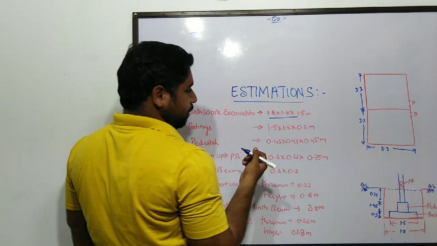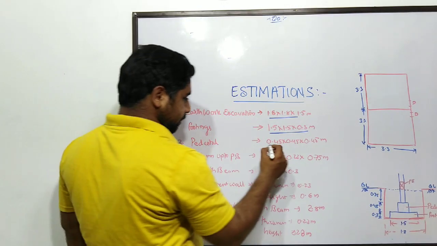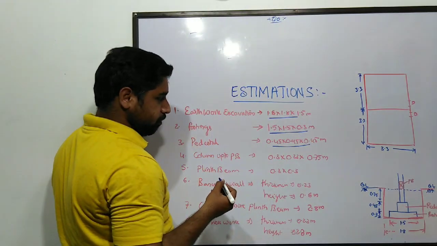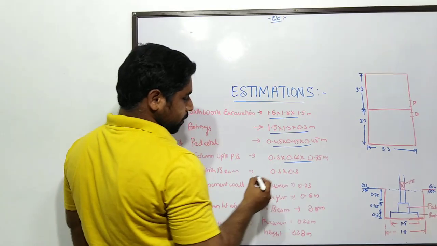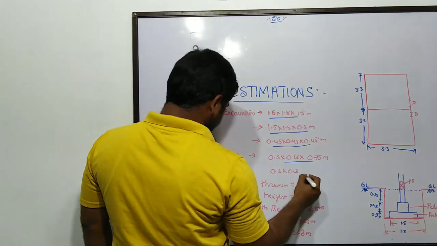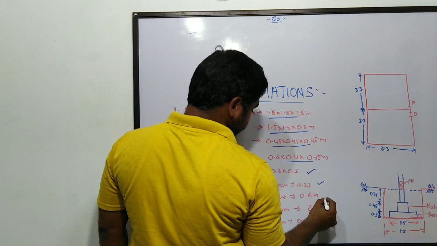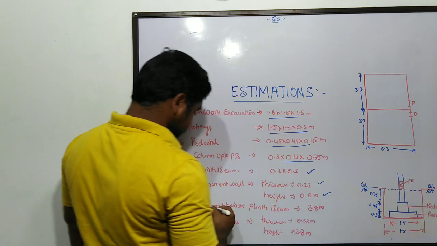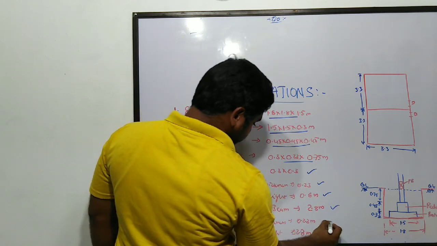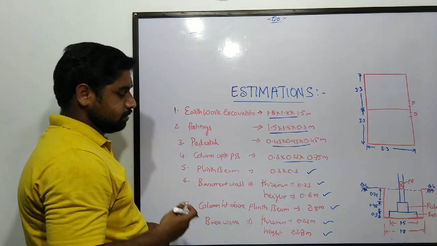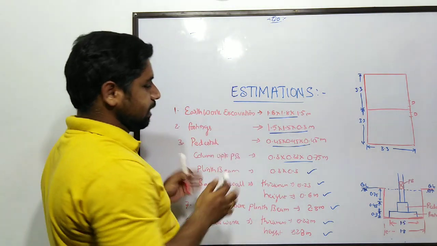Earthwork excavation is 1.8 by 1.8 by 1.5. Footing size is 1.5 by 1.5 by 0.3. Pedestal is 0.45 by 0.45 by 0.45. Column up to plinth beam is 0.3 by 0.23 by 0.75. The plinth beam dimensions are 0.3 by 0.3. Basement wall thickness is 0.23. Height is 0.6. Column height above plinth beam is 2.8. Thickness is 0.23 and height is 2.8 meters for brickwork. So these are the basic dimensions.